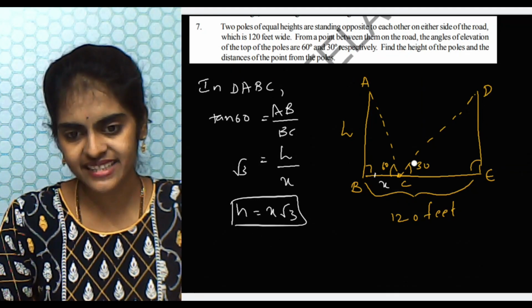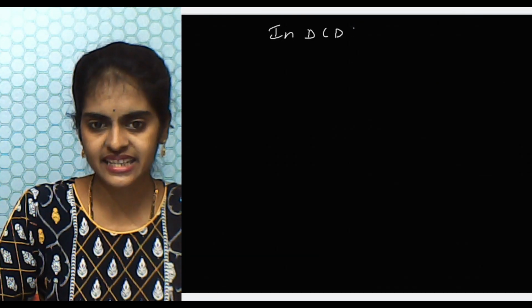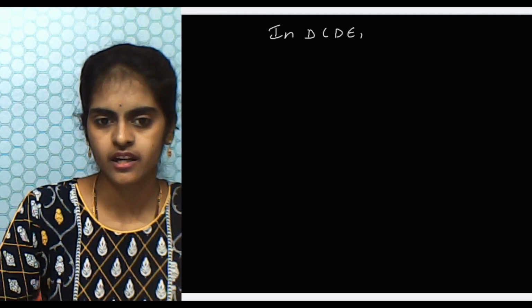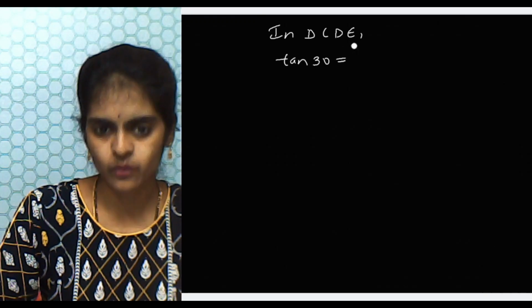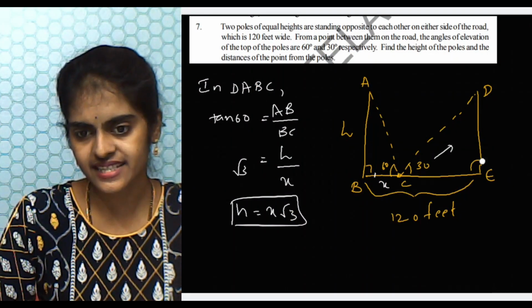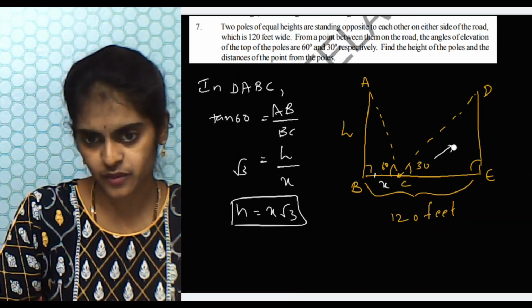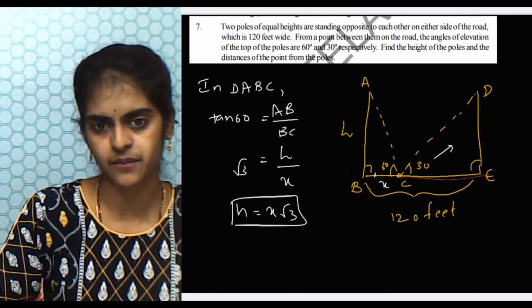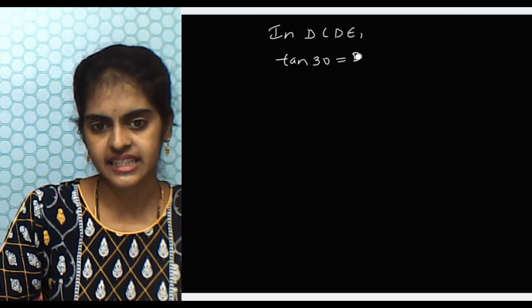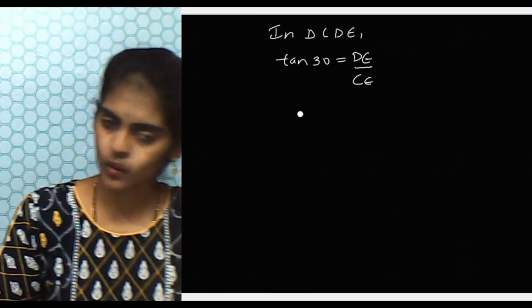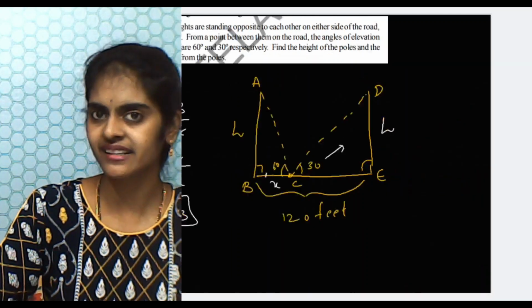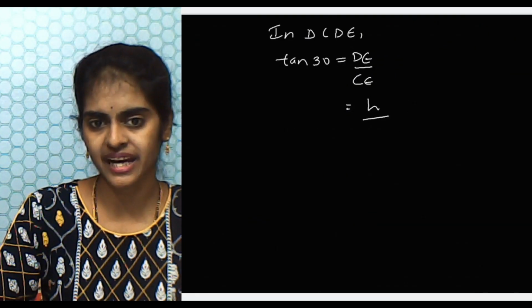Now let us take this triangle CDE. In triangle CDE, what do you have? Tan 30 is equal to the opposite side, DE, by the base, CE. Just see, this is the triangle, isn't it? So the base is only CE. So it is DE by CE. What is DE? If this is H, this is also H, isn't it? The height is the same. So this is also H divided by CE.